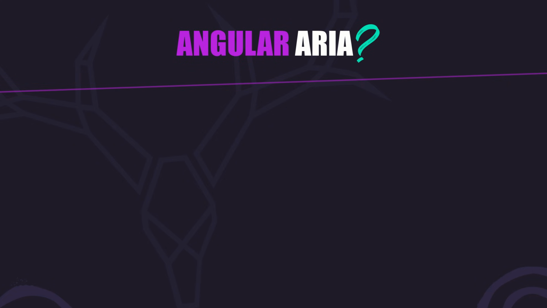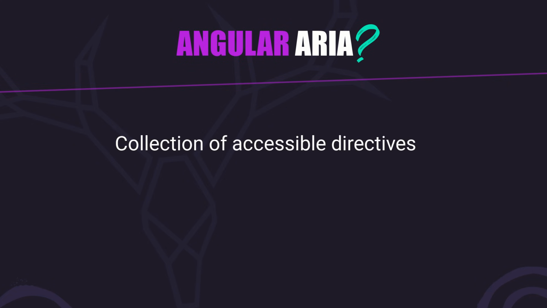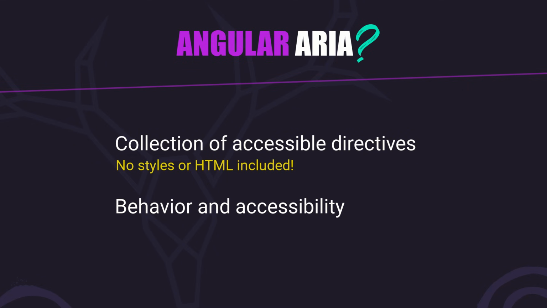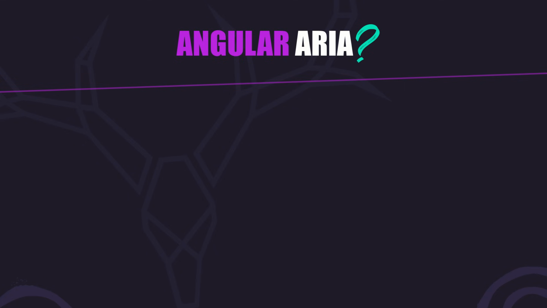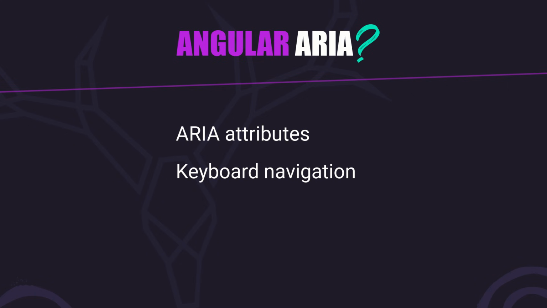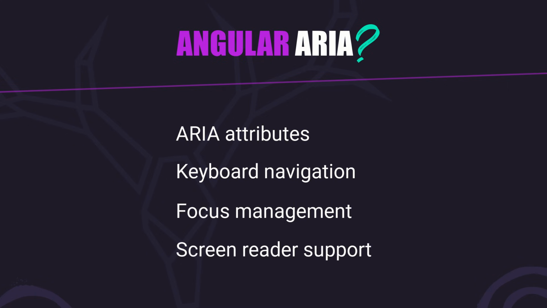Angular ARIA is a collection of headless accessible directives that implement common ARIA interaction patterns. Headless just means there are no styles and no markup assumptions. Angular ARIA provides behavior and accessibility. You control the HTML and CSS. These directives handle things like applying the correct ARIA attributes, managing keyboard navigation, handling focus correctly, and supporting screen readers. All of the stuff that's easy to get wrong when building custom interactive components.